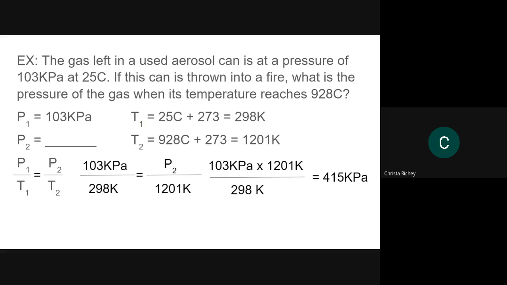Now I know some of you might still be writing, but yes, your pressure units are going to be the same. So if this was millimeters of mercury, then the answer would be in millimeters of mercury. You cannot do your math in Celsius. You have to add 273 to get to Kelvin.